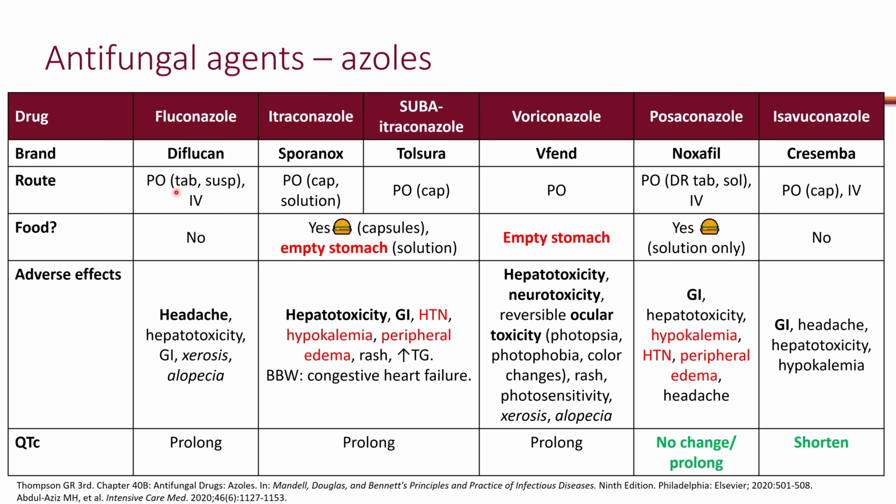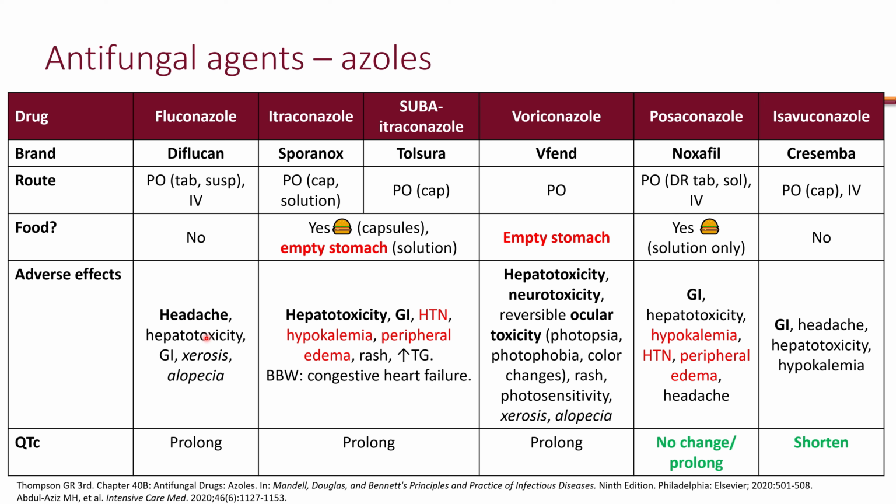So the first one is fluconazole. Fluconazole is available as PO and IV, for systemic infections. Of course, also available in other formulations, but for invasive fungal infections, we're interested in IV and PO. They can be taken without regard to food. In general, fluconazole is extremely safe. Very little toxicity. Patients may experience some headache, but in general, very well tolerated.